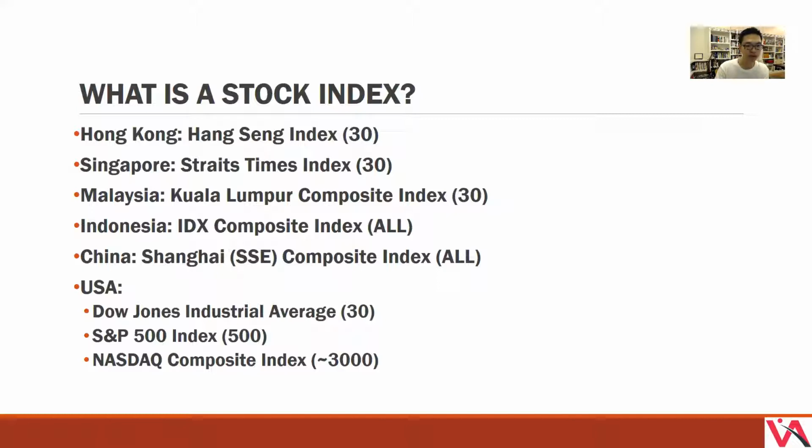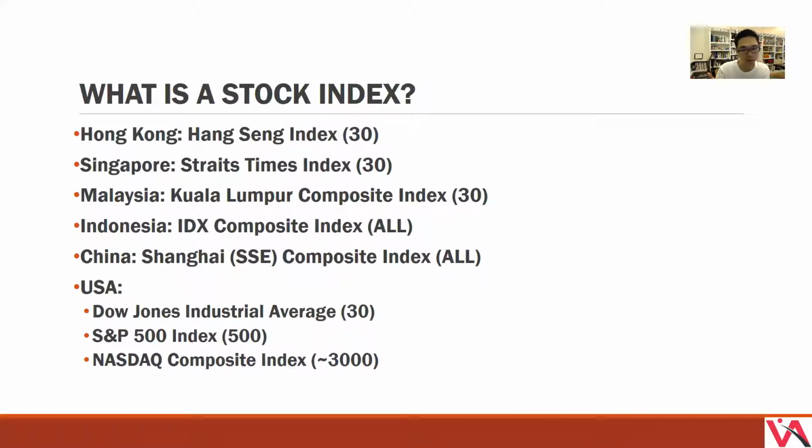Some of the more famous indexes across Southeast Asia and Asia Pacific are, for example, the Hong Kong exchange, which uses the Hang Seng Index. It's a market capitalization weighted index of the 30 largest companies in the Hong Kong exchange. Market weighted basically means that a company with a larger market cap, larger in size, will have a larger representation within the index itself.